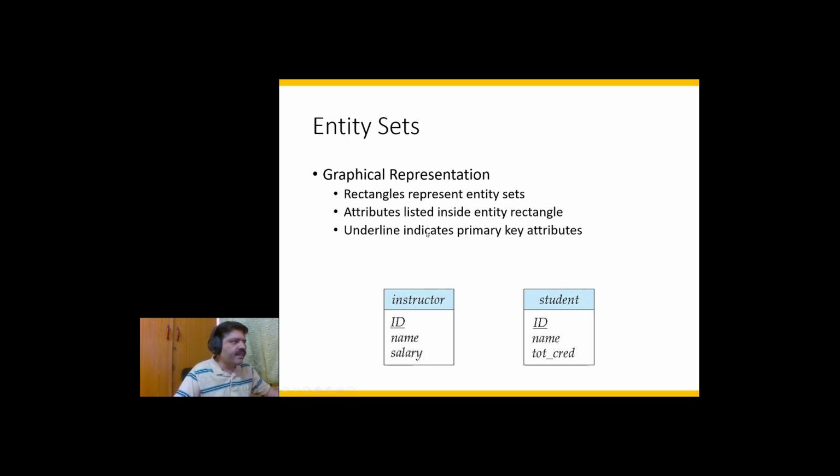So here is a graphical representation of a few entity sets. There is an instructor and there is also a student. We represent these entity sets as rectangles and the attributes are listed inside the compartments. Some attributes are underlined and that means that these attributes have the ability to identify the entity in that entity set. So for example, using ID I can uniquely identify an instructor, and similarly using this ID I can uniquely identify a student.